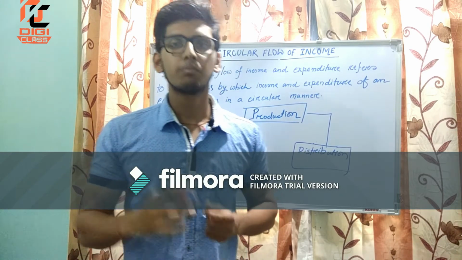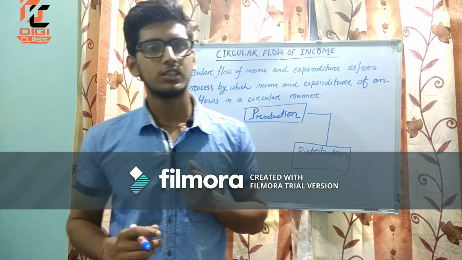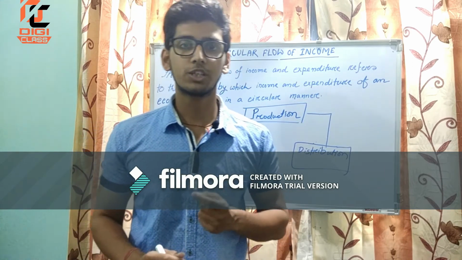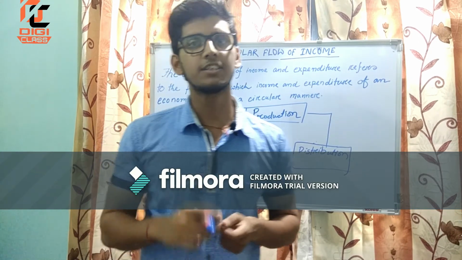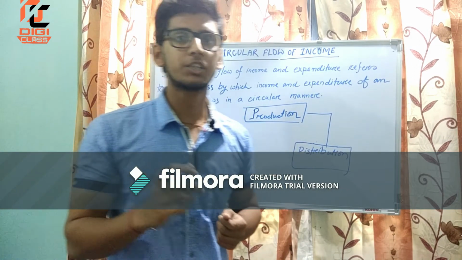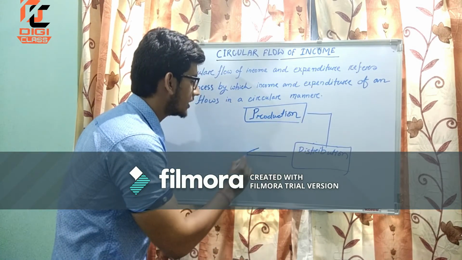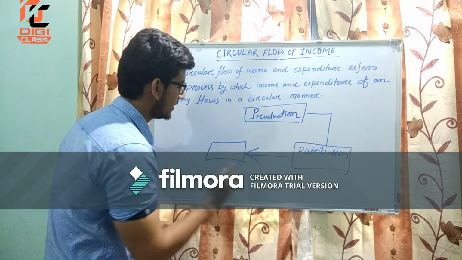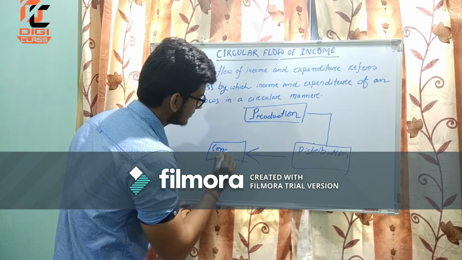After generating income, the production unit will distribute the income among the factors of production, that is land, labor, capital, and organization, in the form of their remunerations, that is rent, wages, interest, and profit. Now, after receiving the remunerations from the production unit, the factors of production will consume the necessary things, and this phase is known as consumption phase.